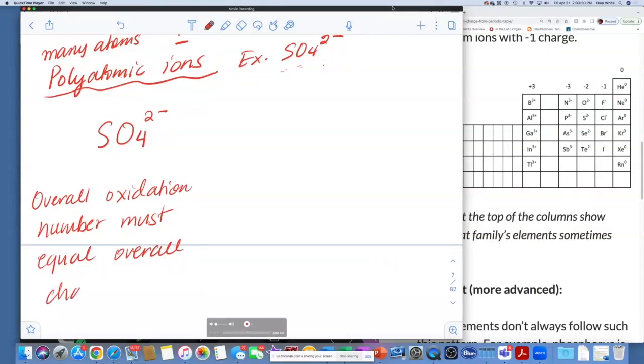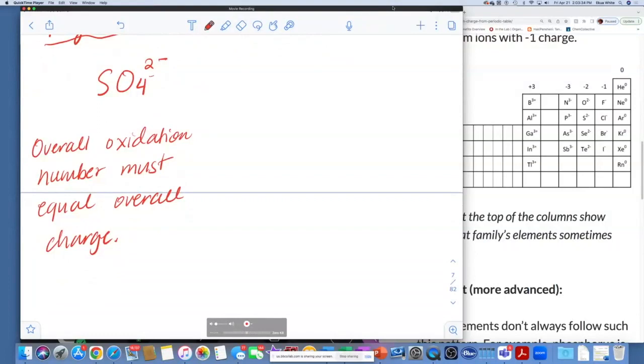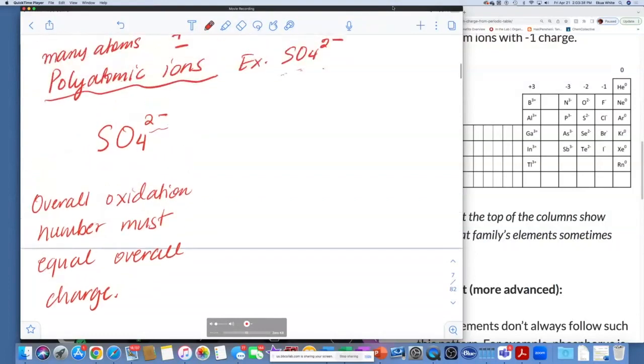Overall charge. Okay, since my overall charge is -2, my overall oxidation has to equal -2. Now we're going to be doing the math right here. So I have sulfur, I have oxygen. For the sake of remembering how many we have, you can see you have only one sulfur here, and you have, I'll put 4 here for 4 oxygens, or we can leave that part out. You all know there's 4 oxygens, right? And the overall charge has to be -2.